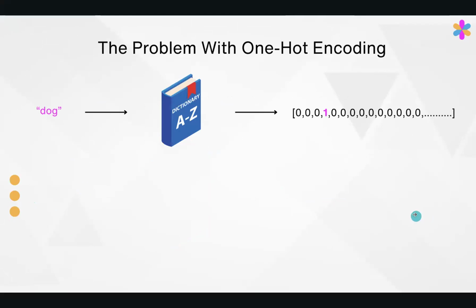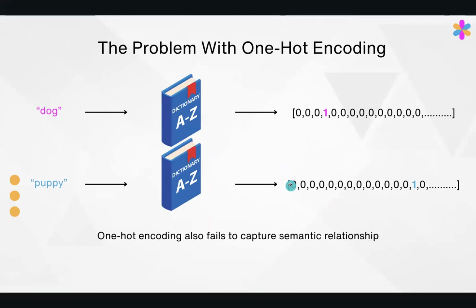Puppy would be some different set of zeros and ones. Now the problem with this is that you can do one hot encoding for all the words, but again this does not capture any semantic meaning between words. Dog and puppy are related to each other, right? But if you do one hot encoding, it fails to capture the semantic relationship at all between these words.